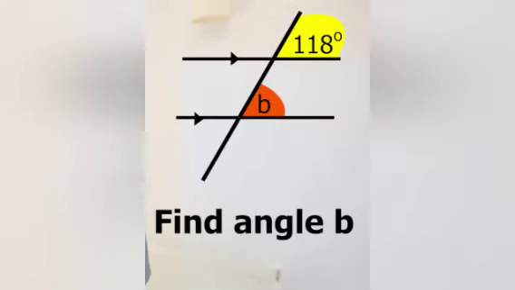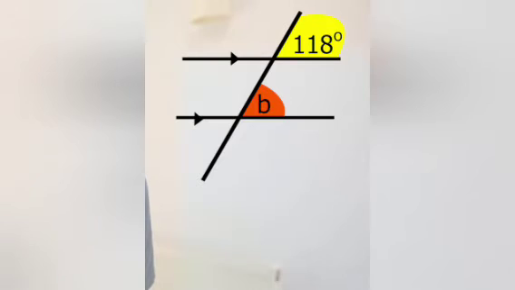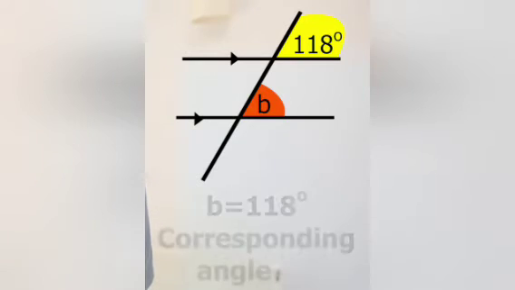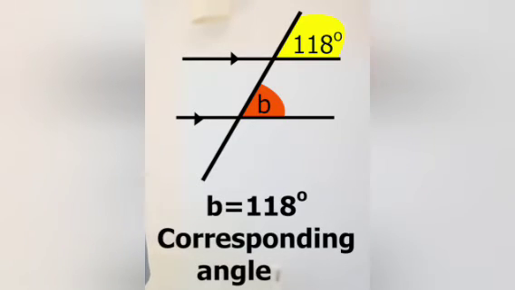In this question, you are asked to find angle B. You can tell angle B is corresponding to 118 degrees because they are in the same position on the transversal. Corresponding angles are equal, therefore B will be equal to 118.